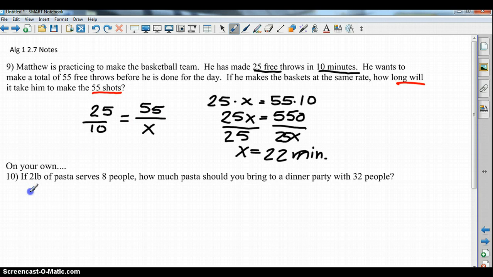So I want you guys to take away what we did on number 9 and try to do number 10 on your own, and then we'll come back and do it together.